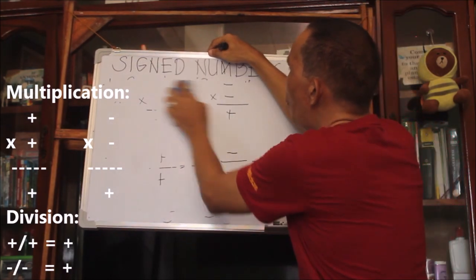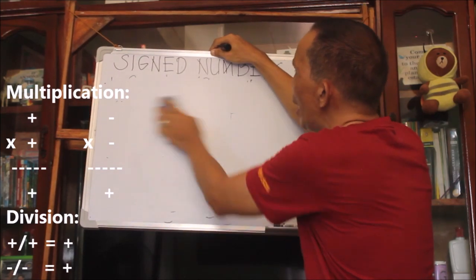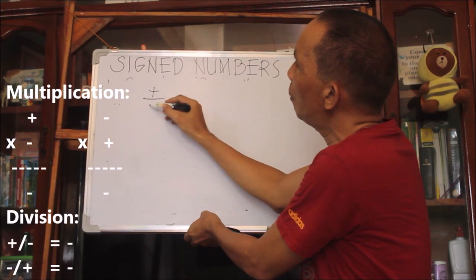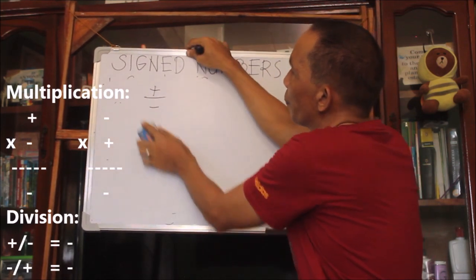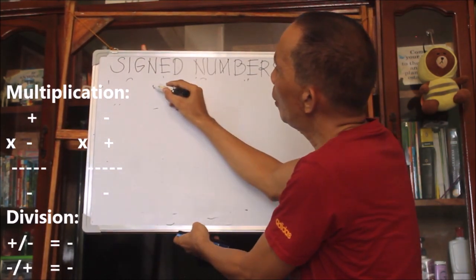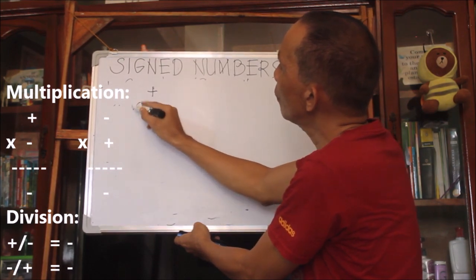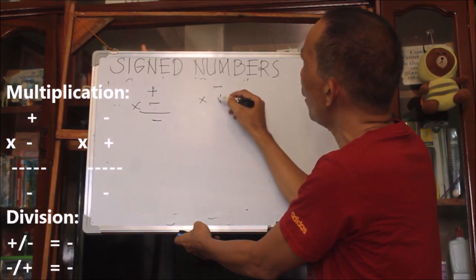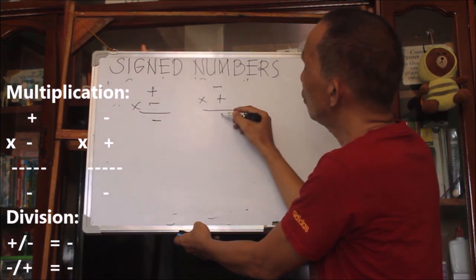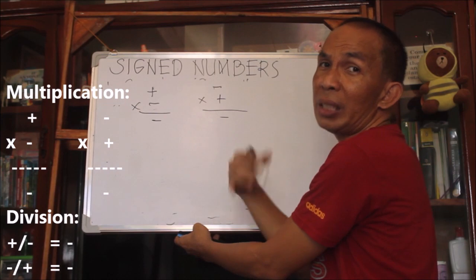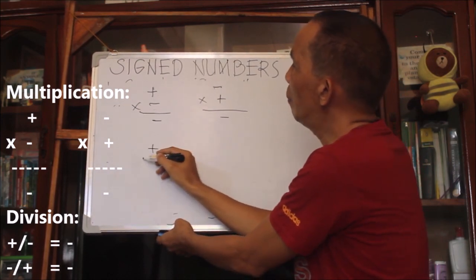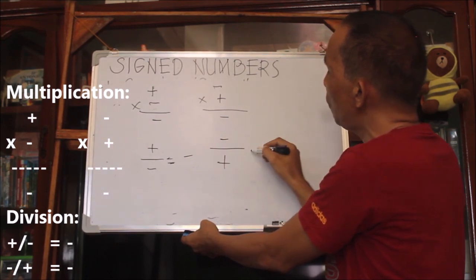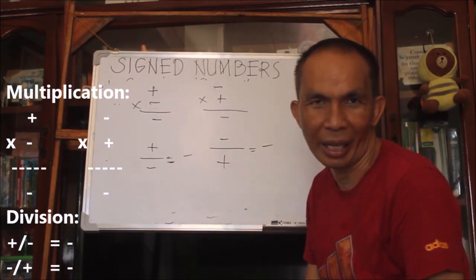What else? How about if the numbers to be multiplied or divided are unlike sign? So for example, let's start with multiplication. Positive times negative, the answer is negative. Or negative times positive, the answer is negative. The same with division. Positive divided by negative, the answer is negative. Or negative divided by positive, the answer is negative.